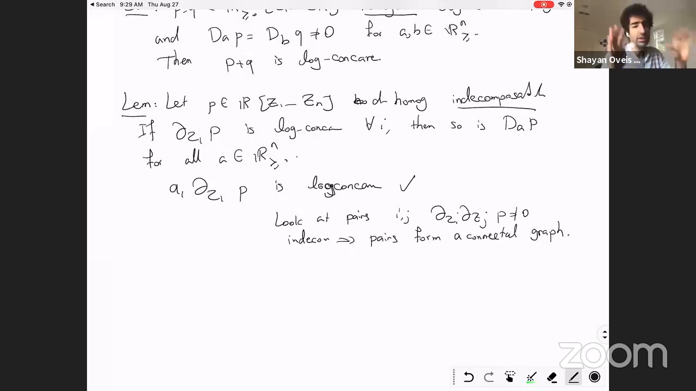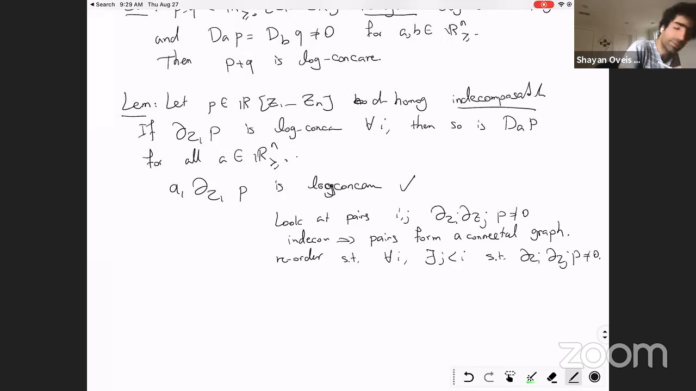Because if it is disconnected, you can write P as a summation of two polynomials with disjoint sets of variables. Now, once you have this connected graph, you can pick a spanning tree of this connected graph, and you can reorder the variables as follows: for all i, there exists j less than i, such that partial Zi, partial Zj of P is not 0.